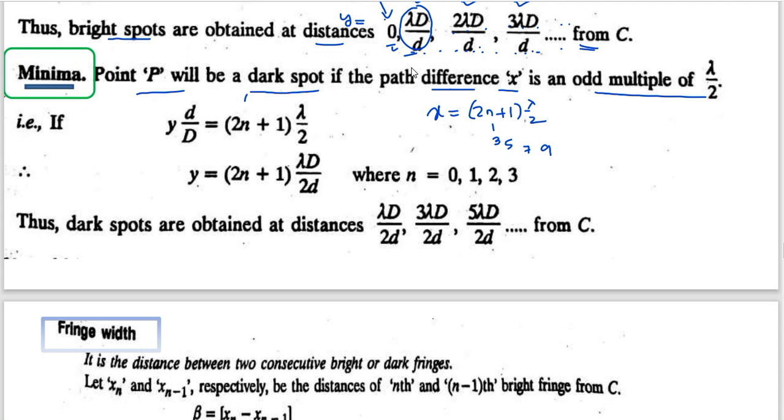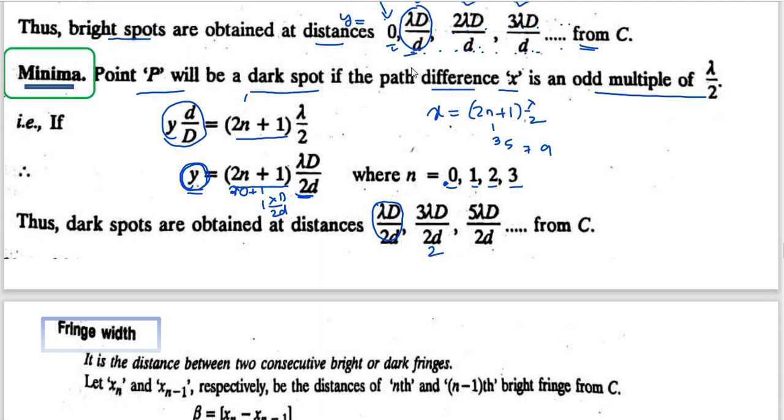So this is the path difference, equal to an odd multiple of lambda by 2. So we get small y equal to (2n plus 1) lambda into capital D by 2d. What is y? Y is the distance from the center of the two slits. What is the value of n? n equals 0, 1, 2, 3. If we put n equal to 0, we get (2 into 0 plus 1), that means 1 into lambda into capital D by 2d. This is the first one.